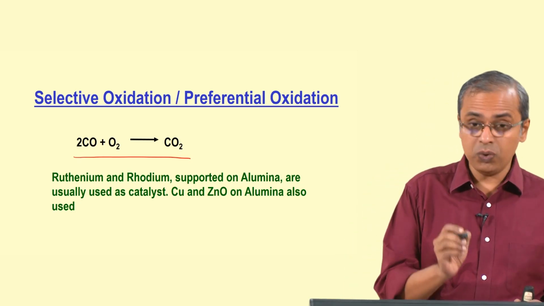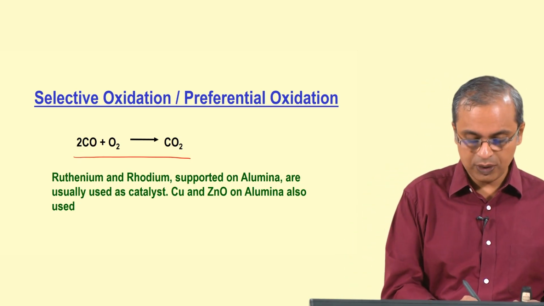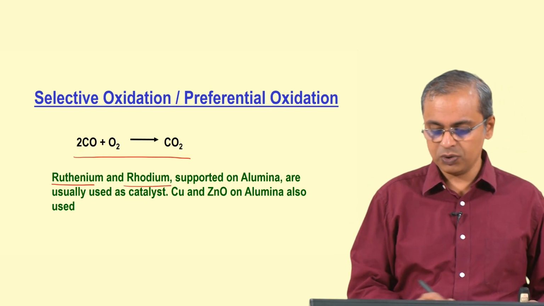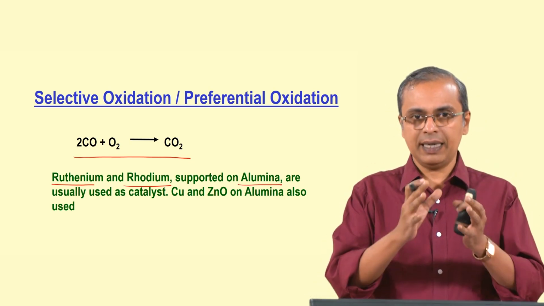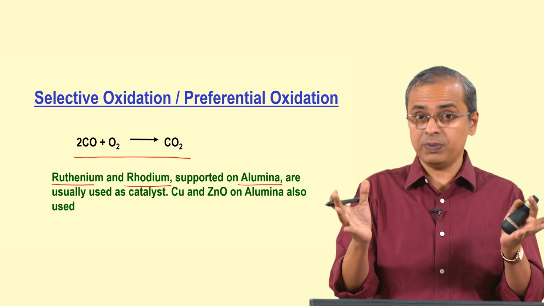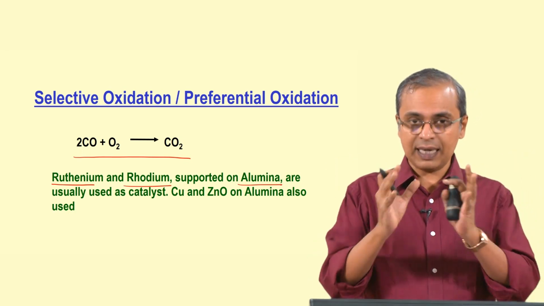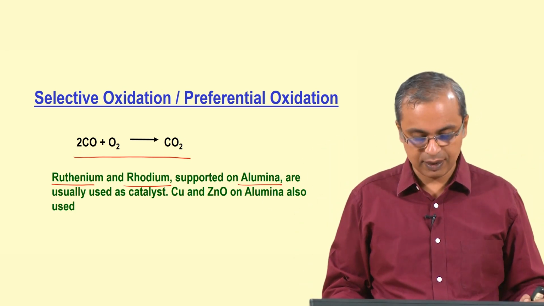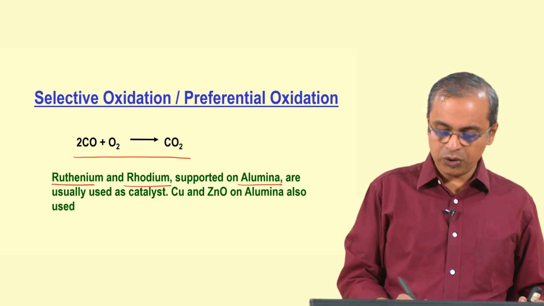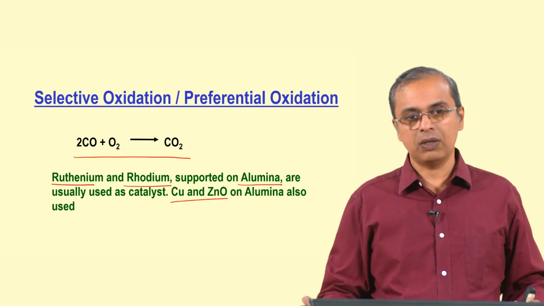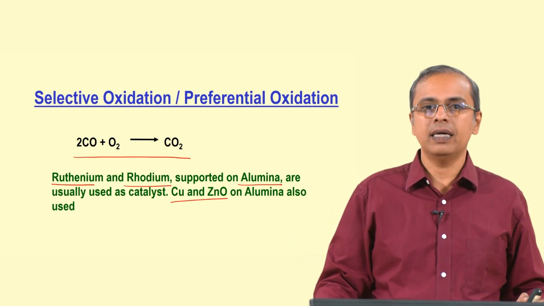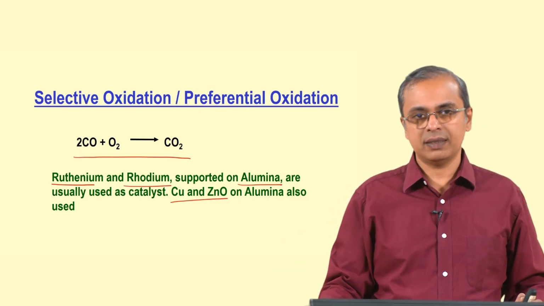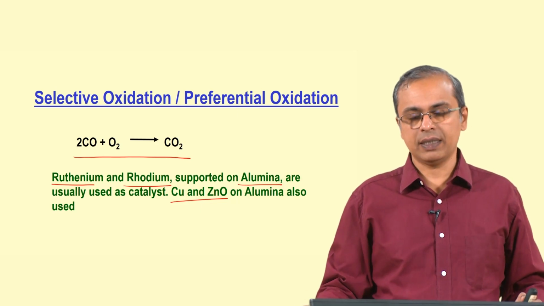And you do need some catalysts to enable this, and so usually ruthenium or rhodium are used, and they are supported on alumina. This supporting process basically ensures that the catalyst is nicely dispersed and does not collect at one location, but gives you a much wider area. You can also use copper and zinc oxide on alumina, and so you have some options there on what can be done. And so when you do all this, you get this process.